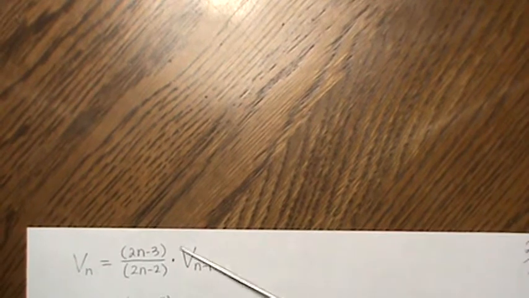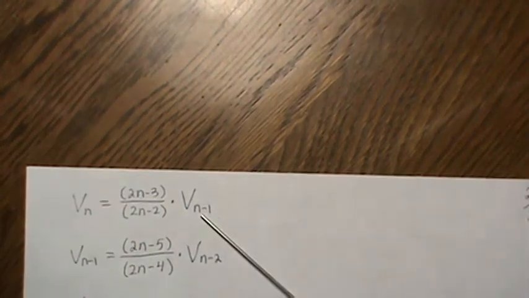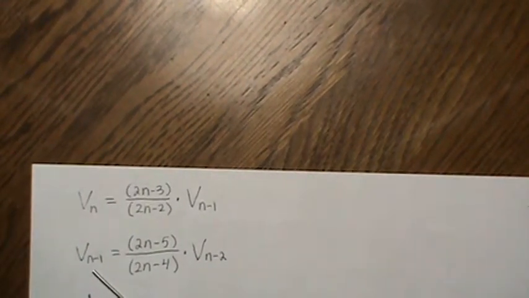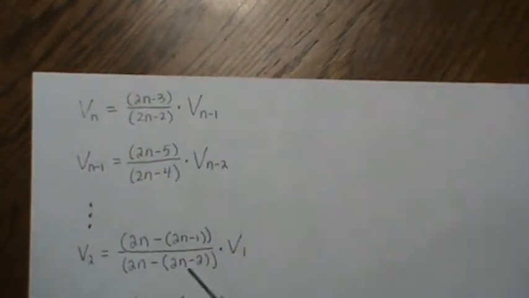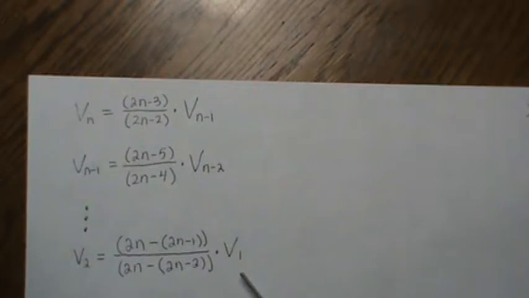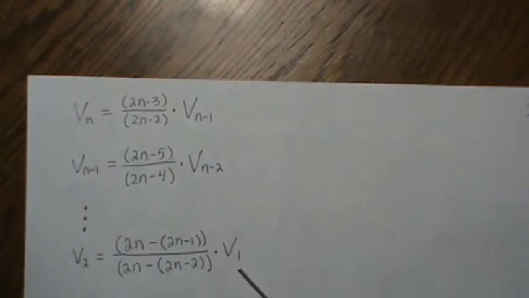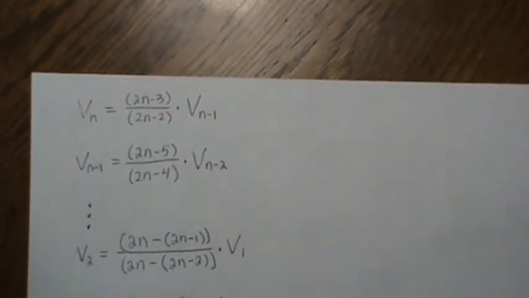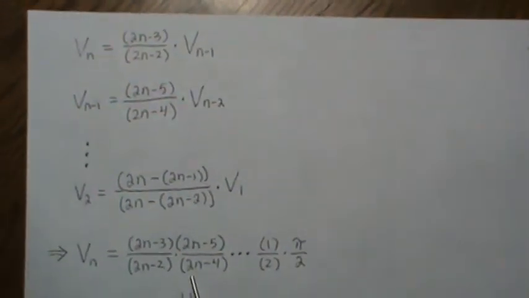So what we just showed is that Vn is equal to this quantity here. But we could also do that with Vn minus 1, and then it's this quantity. And we could keep doing this until we get to V2, and then V1. But we calculated V1, that's when we used n equal 1, and we said that was pi over 2. So if we back substitute all these, then we get this quantity here.